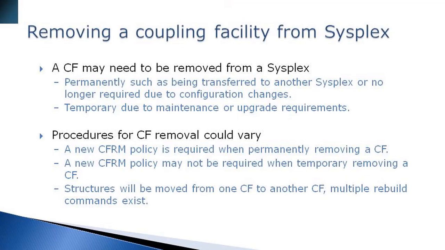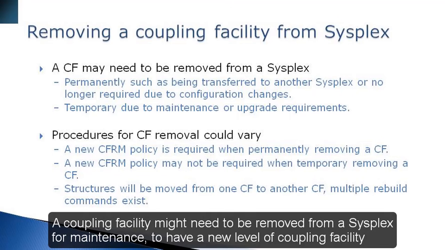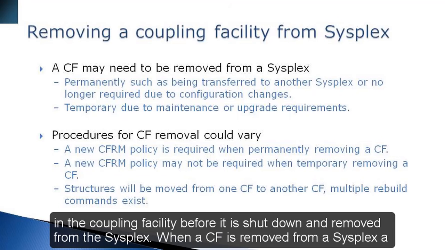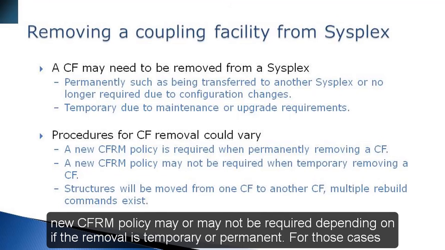Removing a coupling facility from a Sysplex. A coupling facility might need to be removed from a Sysplex for maintenance, to have a new level of coupling facility control code installed, or to be replaced. When such a situation occurs, you must remove any structures contained in the coupling facility before it is shut down and removed from the Sysplex. When a CF is removed from a Sysplex, a new CFRM policy may or may not be required, depending on if the removal is temporary or permanent.